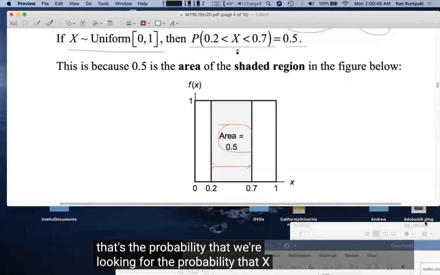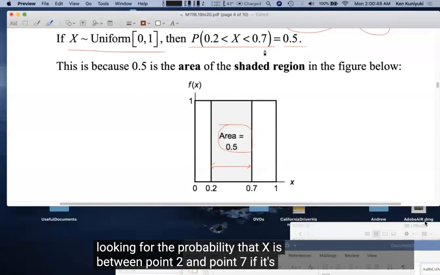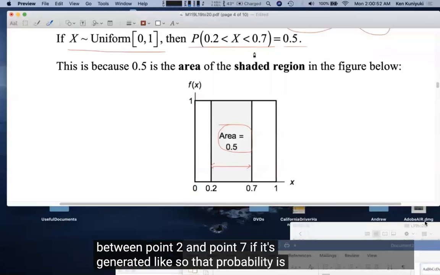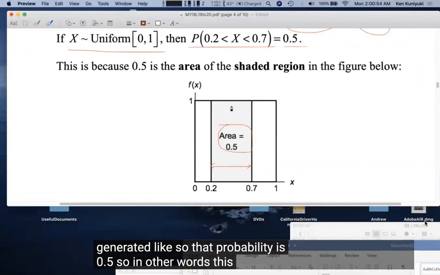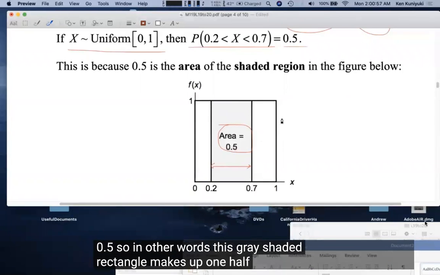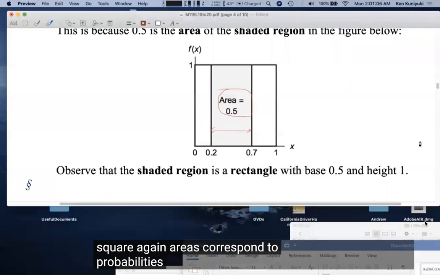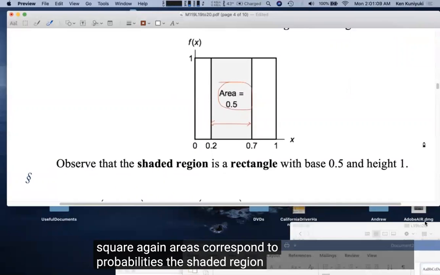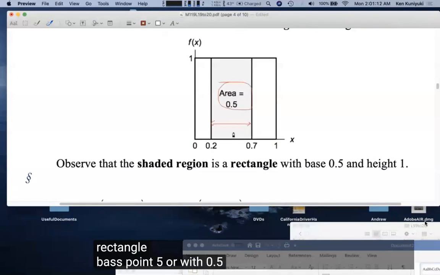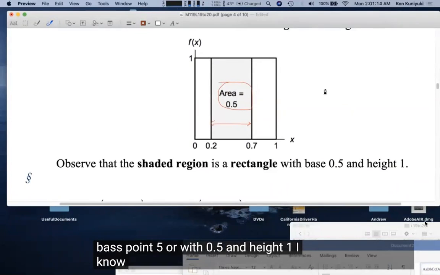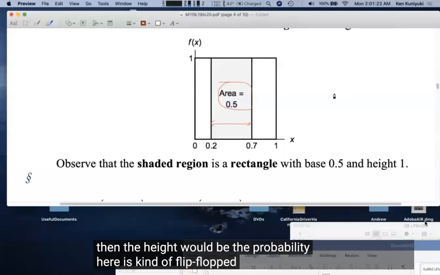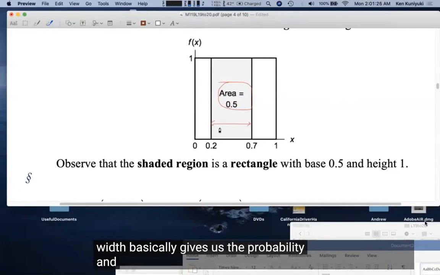The probability that x is between 0.2 and 0.7, if it's generated like so, is 0.5. So in other words, this gray shaded rectangle makes up 1/2 of this square. Again, areas correspond to probabilities. The shaded region is a rectangle with base 0.5, or width 0.5, and height 1. I know it's a little confusing because before, widths or bases would be 1 and then the height would be the probability. Here, it's kind of flip-flopped. Here, the width basically gives us the probability and the height is 1.